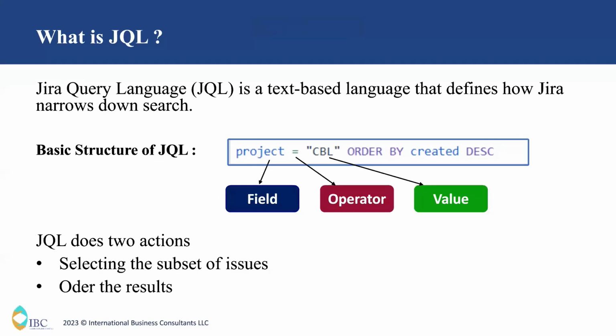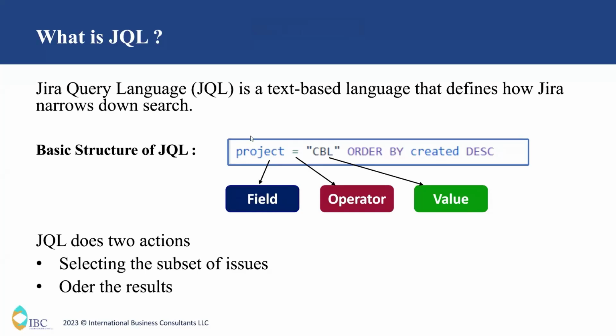What does a basic JQL structure have? It will definitely have a field followed by an operator and followed by a value. Without this, the JQL cannot perform any search. And the JQL does either of these two actions: selecting a subset of issues or ordering the result.